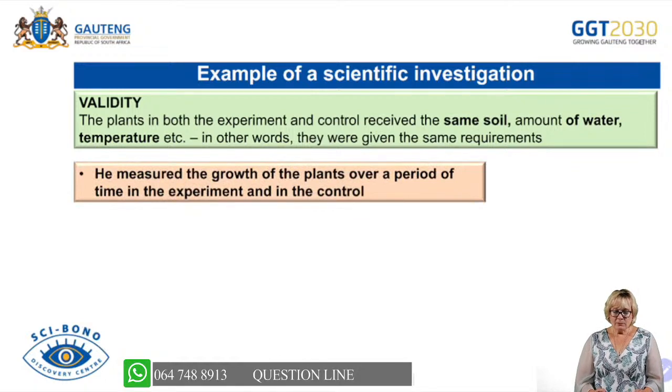He measured the growth of the plants over a period of time in the experiment and in the control. All right, so he must have thought about, how am I going to measure how fast or how tall these plants are growing? So he had a measuring stick, and from where to where do you measure? Do you start measuring from the tip to the soil or just the last part every time? So that's things that you need to plan for in your planning.